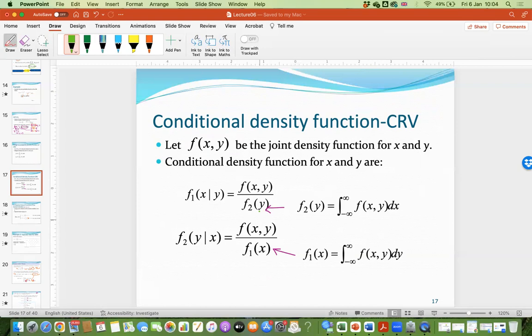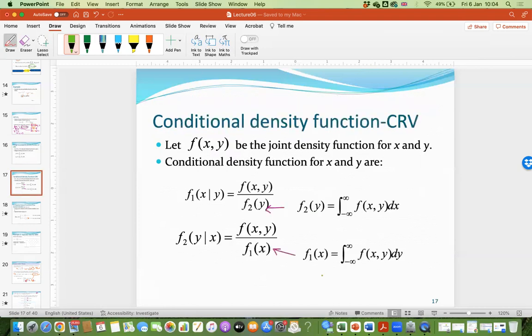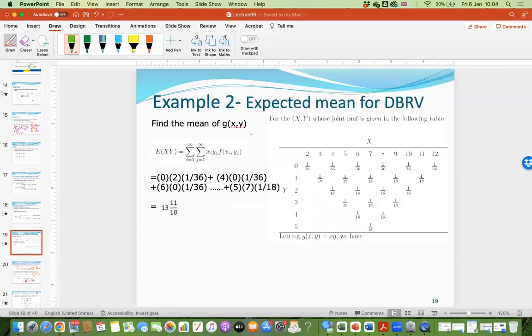Same thing with the conditional density. We're also using the marginal for the conditional. And if we want to get the expected value, it's pretty straightforward. You just need to multiply xy with the equation, and do the integration for the CRV. For the DRV, you just refer to the table, like slide 19.